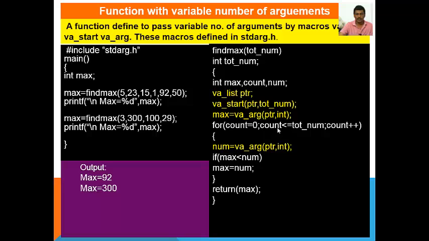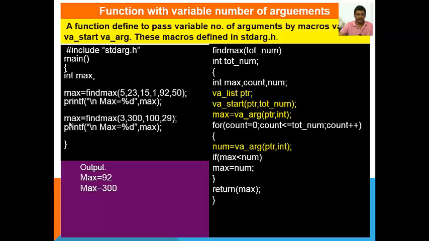It continues the loop. The for loop condition is false, so it comes out of the loop. Then it returns max. What is the value of max? 92. So it returns the maximum value of that sequence. It returns 92, and the control is transferred to the main function. That 92 is assigned to max. It displays max equal to 92.